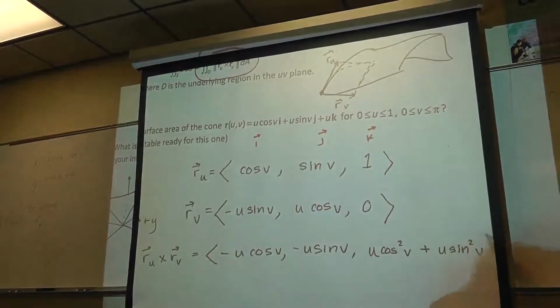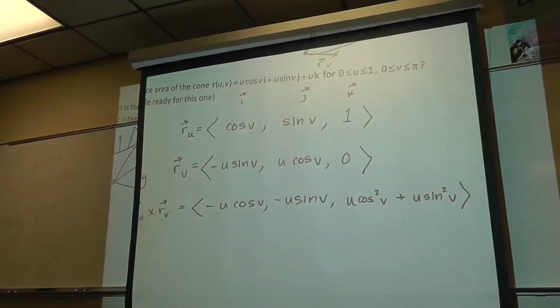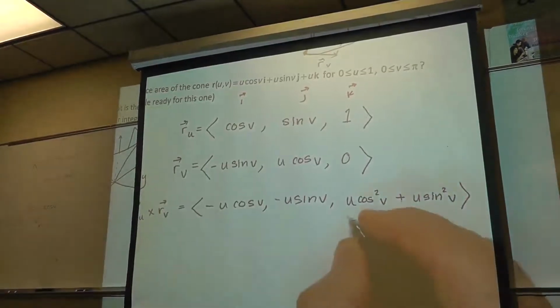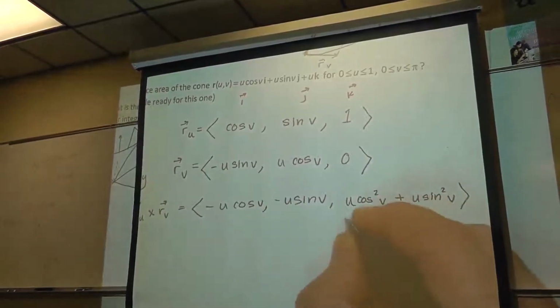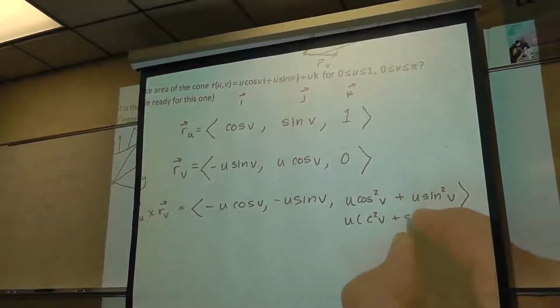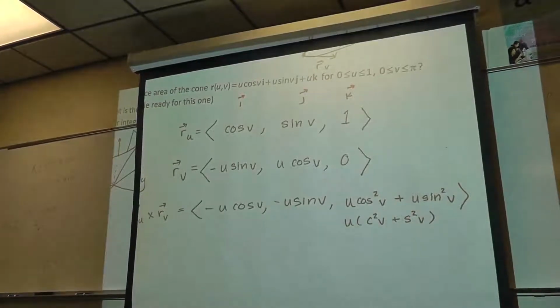So ultimately, what does that k component for the cross product become? 2u? Be careful. No. Factor the u out. Just u. It becomes u times 1. It's tempting to say that because you see a pair of u's there, but when you factor it out, you've got cosine squared v plus sine squared v. So ultimately, it does just become u times 1.